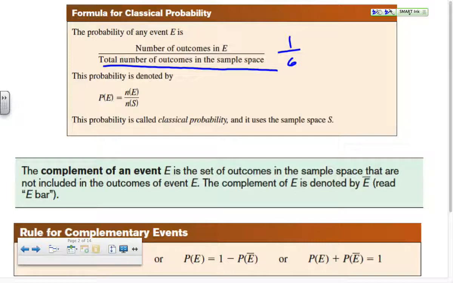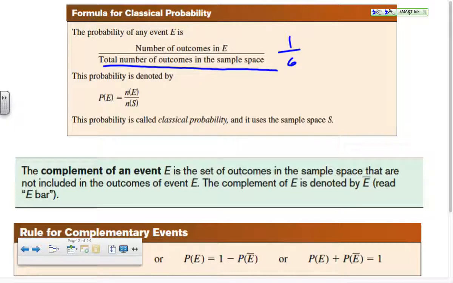Now, it seems very simple in this case, and it can be, but a lot of times we're dealing with more than just simple outcomes. So probability is your event over the total number of possibilities that you have, the sample space. The sample space is what possibilities do I have.